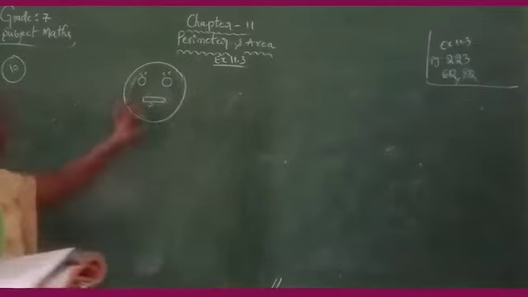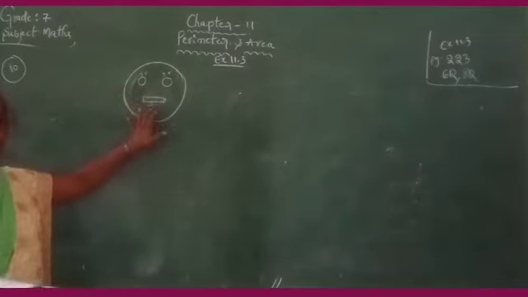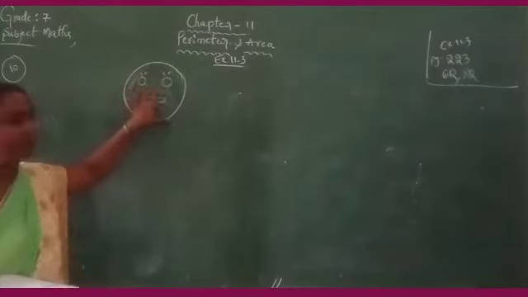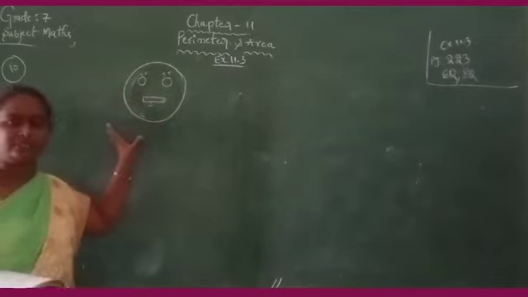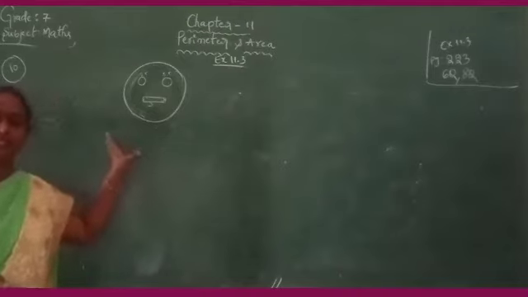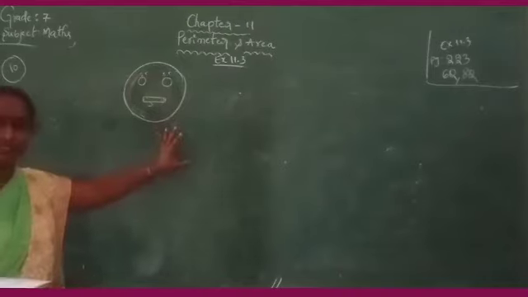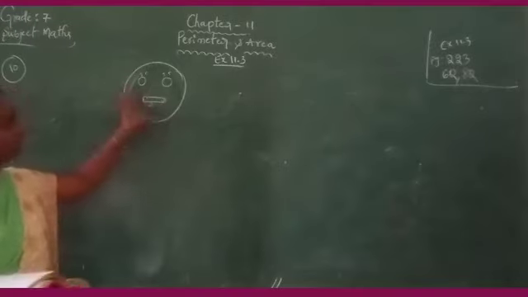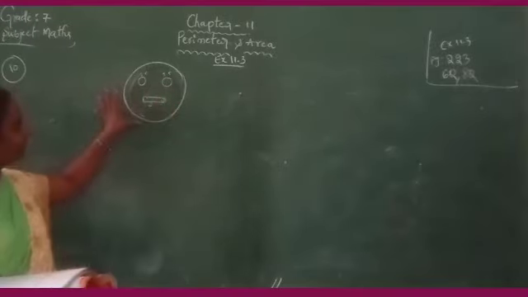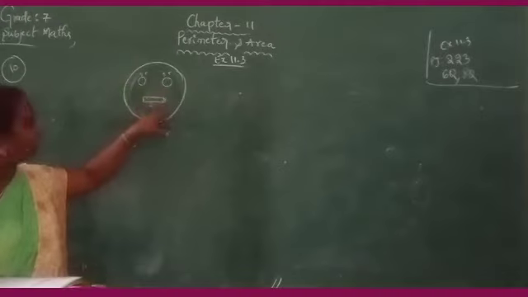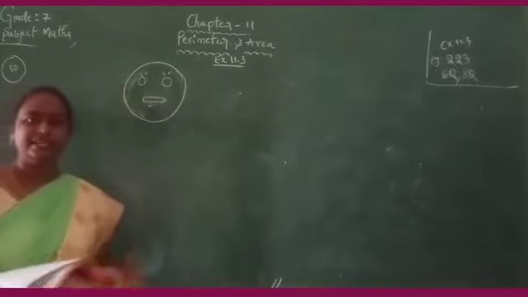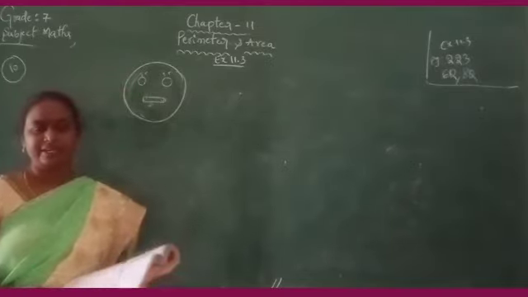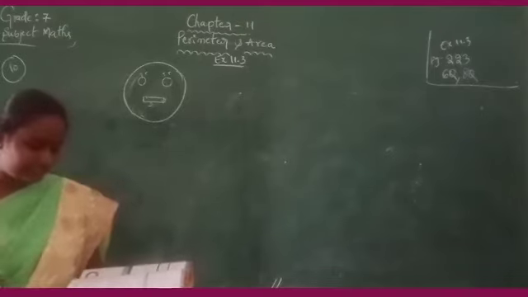So if you remove these two circles and the rectangle, what is the remaining area? That one we have to find. How to find that? From the area of the circular sheet, we subtract the sum of the area of the rectangle and the area of the smaller circles that are removed. Then only we can find the area of the remaining circular sheet.